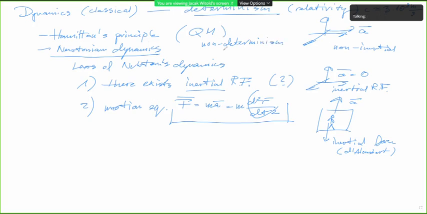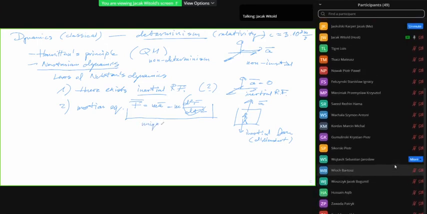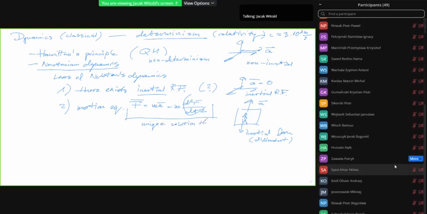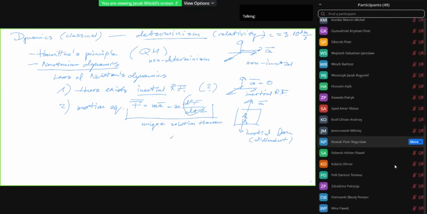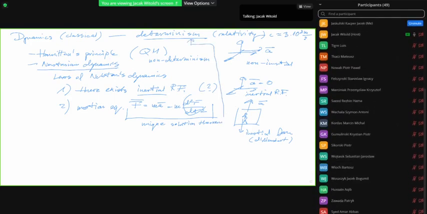In classical physics, everything is determined, and in the standard consideration of non-relativistic dynamics, this is due to this second-order differential equation and its uniqueness property, the unique solution theorem, which corresponds to this idea of determinism.